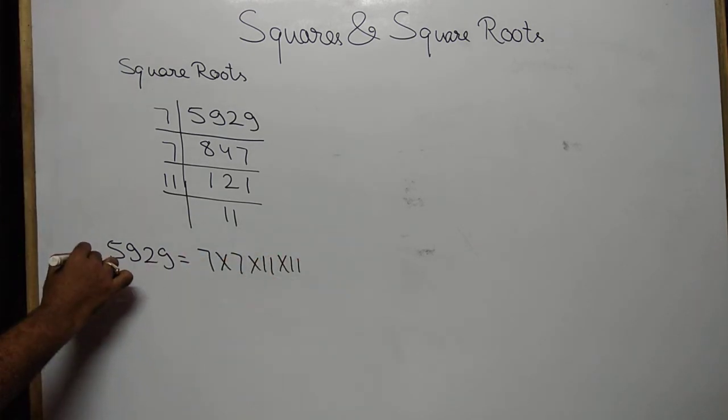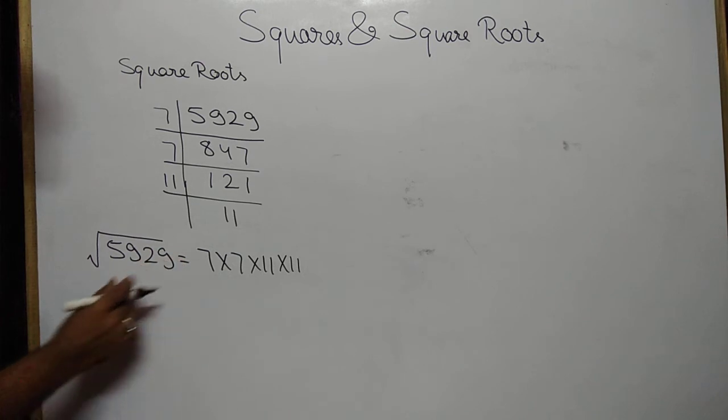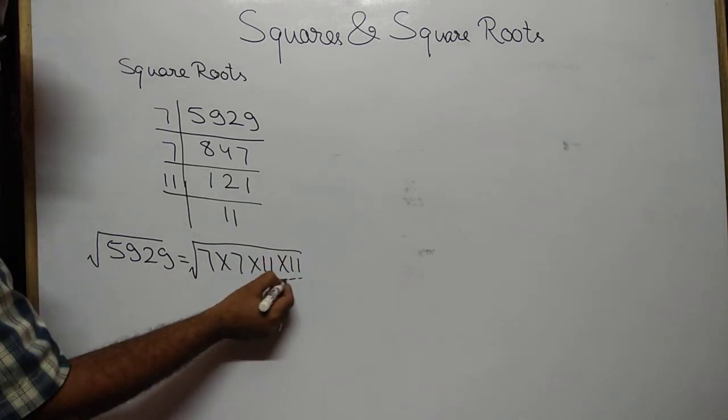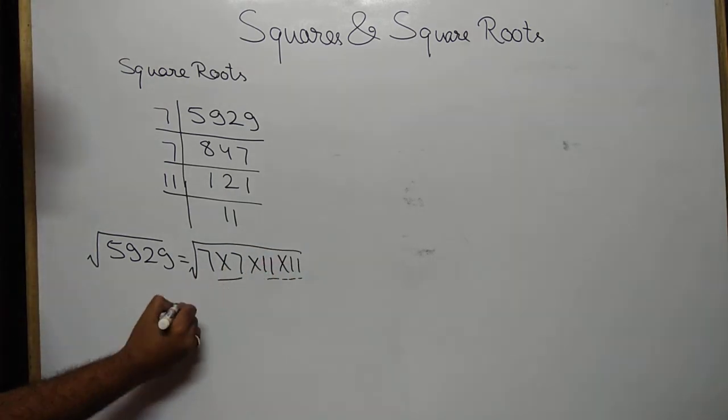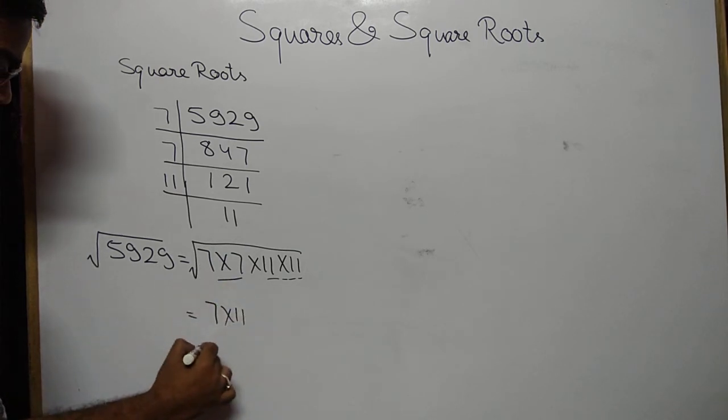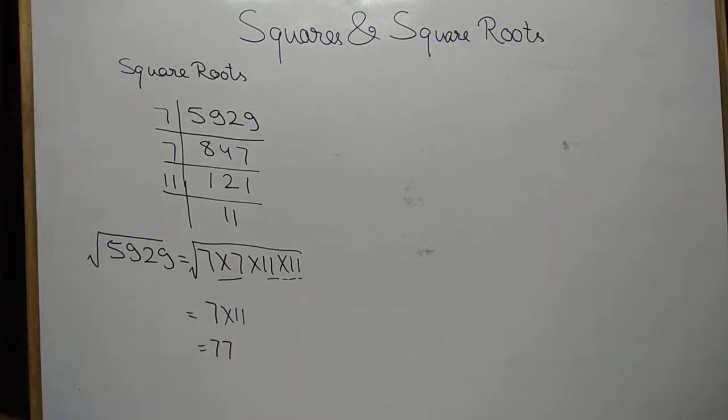But we are going to find out the square root. So write down the square root symbol on this number as well as above this number. Make pairs of the same type of numbers and then remove the square root. Write down one number for each pair. It's 77. So the square root of 5929 is 77.